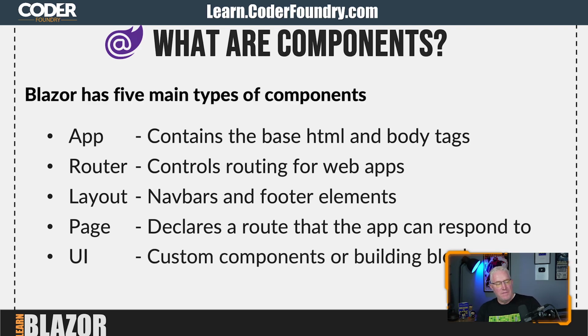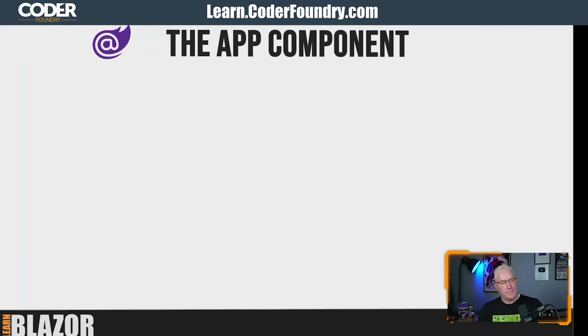And finally, the 5th one is the UI component. Now, Coder Foundry coined this term here, but these are custom components or building blocks that you build that you want to encapsulate some UI or some logic and then use them in multiple places. A lot of times you may only use it in one spot, but you don't want to put a lot of code inside of your page component. So you kind of take that out, put it inside the UI component to keep the page nice and tidy.